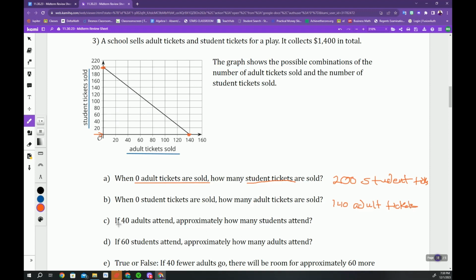If 40 adults attend, approximately how many students attend? So if 40 adults are over here, we're going to go up, up, up, approximately, because it's not directly on there. So we're going to say approximately 140 students.